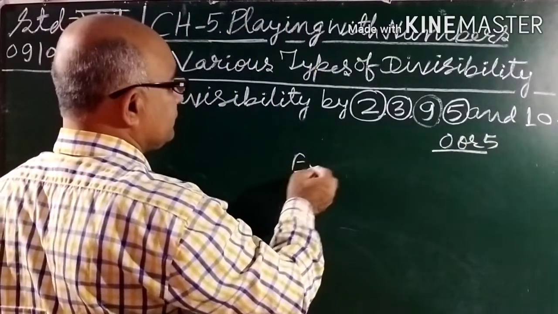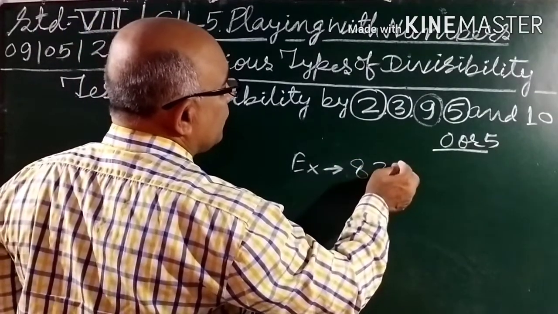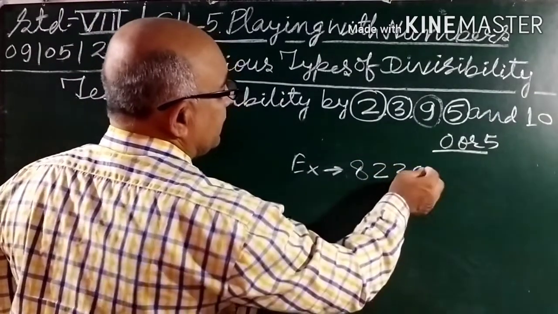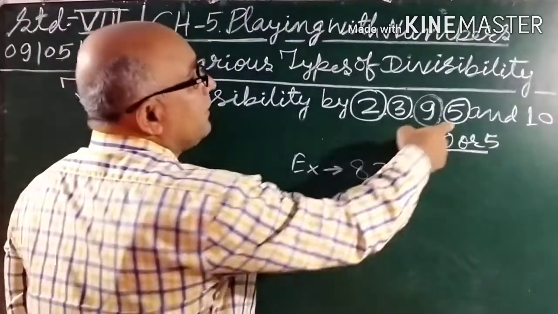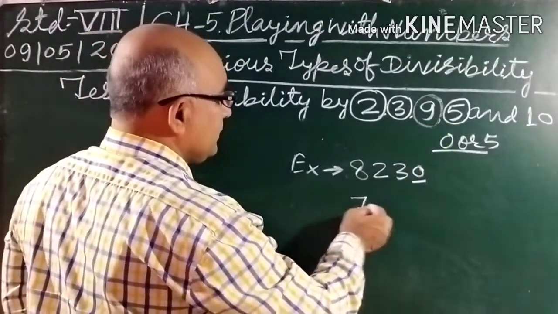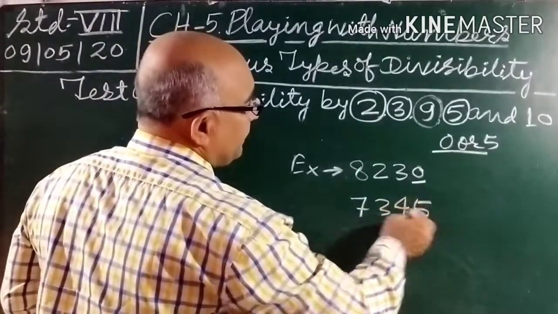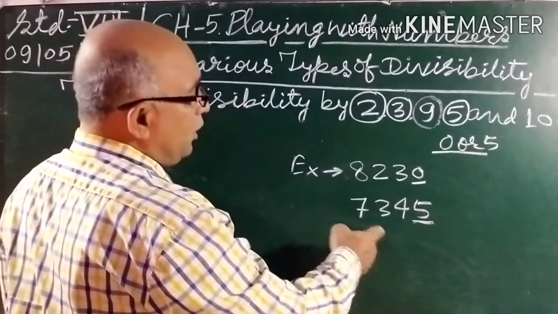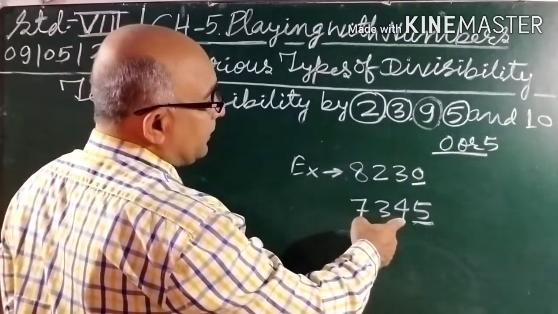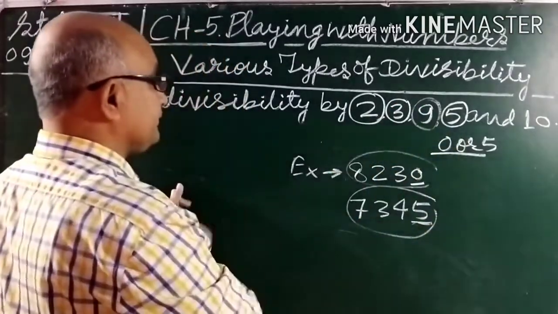Example: 8230. Its unit digit is 0. So it is divisible by 5. Next, 7345. Here its unit digit is 5. So 7345 is exactly divisible by 5.